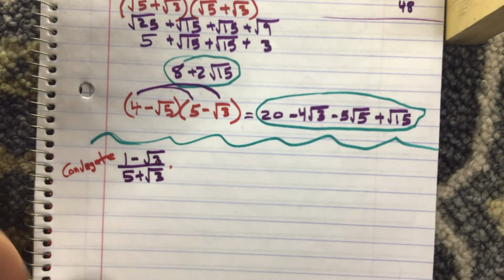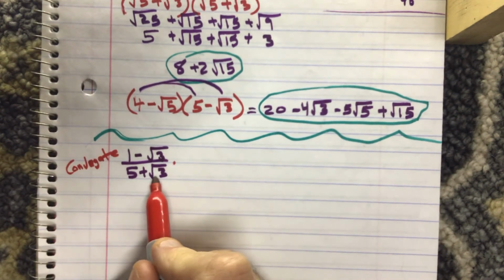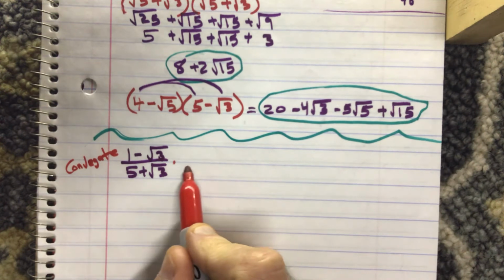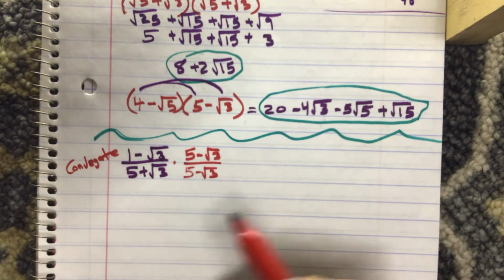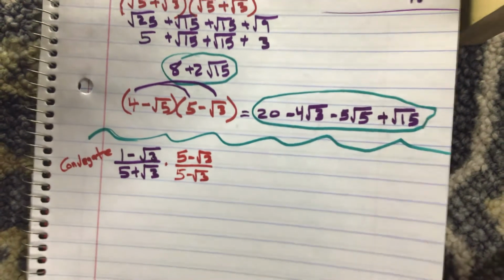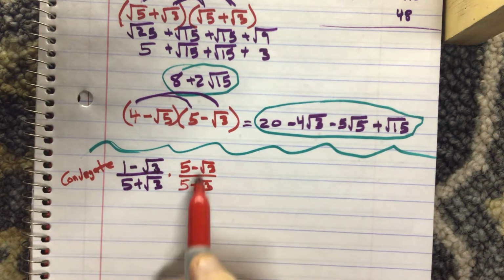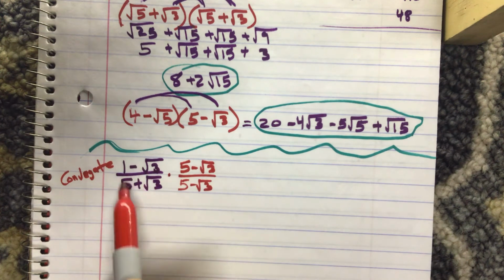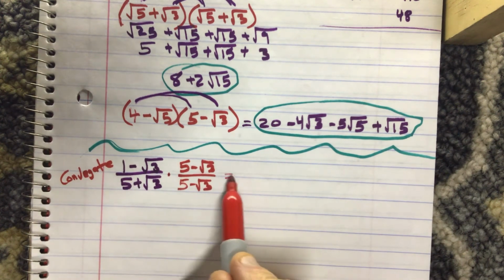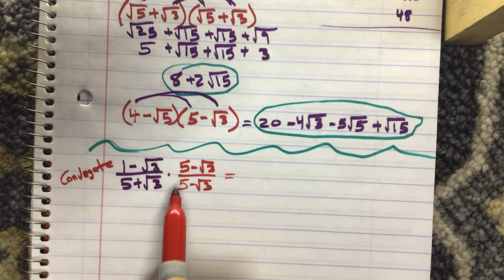Conjugate. So what that is, if this is 5 plus radical 3, we can multiply by 5 minus radical 3 over 5 minus radical 3. And this is like multiplying by 1 because you have the same term in the numerator as you do in the denominator. Right? So as long as the top is the same as the bottom, it's like multiplying by 1. So it doesn't change the quantity here. But what's going to happen is in the final answer, you're not going to have a radical in the denominator.